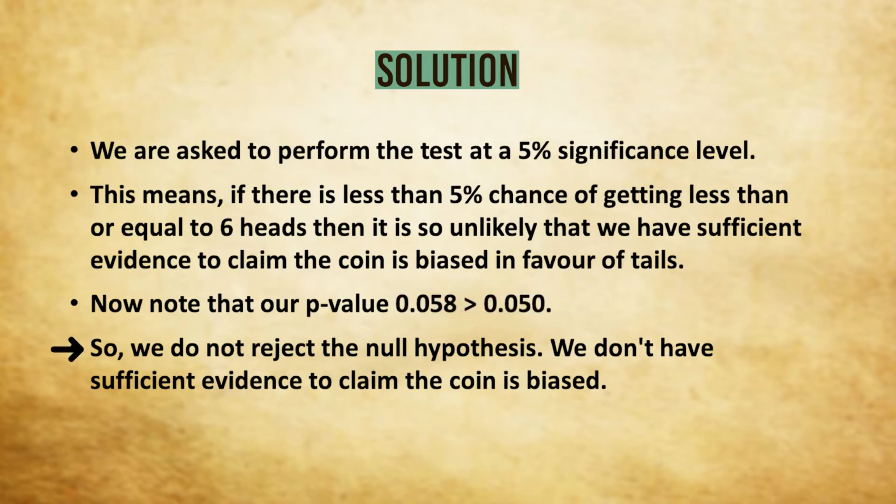So we do not reject the null hypothesis; we accept the null hypothesis because we say that we don't have sufficient evidence to claim that the coin is biased. Had this p-value been less than 0.05, the level of significance, then we would have rejected the null hypothesis. So you see one thing here, that on the basis of the sample observations, we are accepting H0 or rejecting H0. In this particular situation, we are accepting H0.